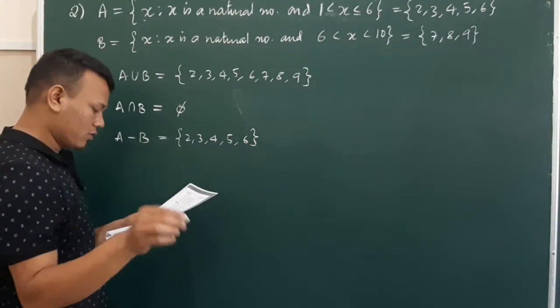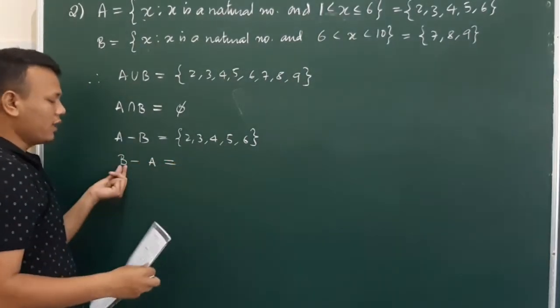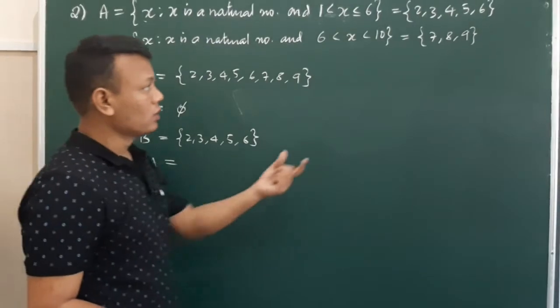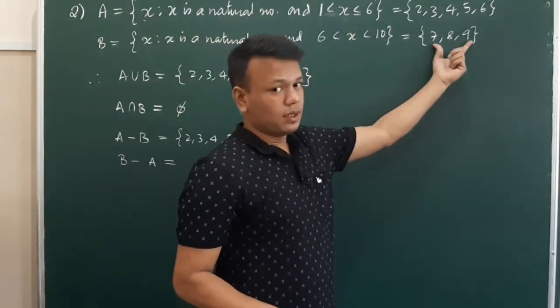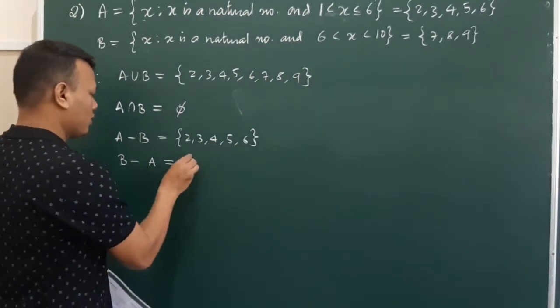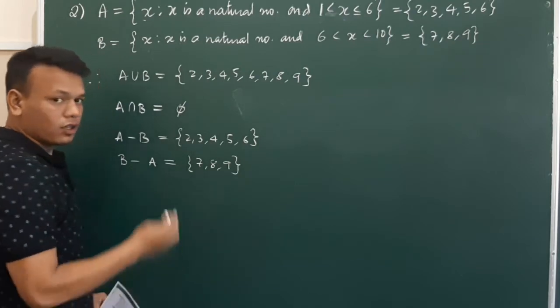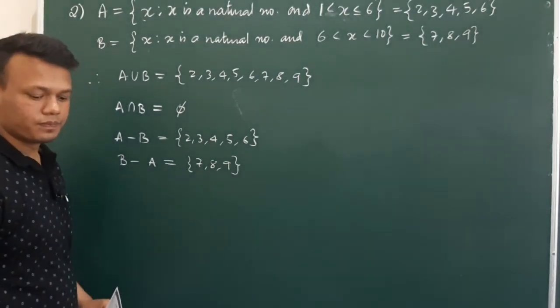And similarly we need to write what is B minus A. B minus A means elements of B which are not in A. Now all these elements of B are not in A. So that's why the value of this will be a set with the elements 7, 8, 9. Alright, pause the video and note it down.